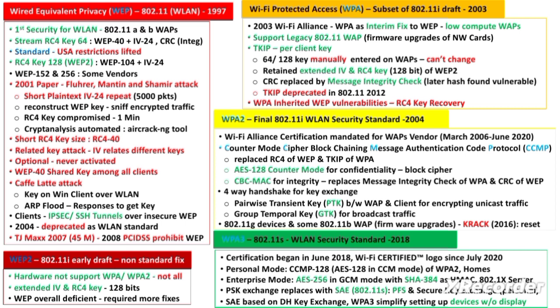Furthermore, WPA3 also simplified the setting up of devices without display. So if you see this slide, you can use this single slide if you want to have a single piece about all the wireless LAN protocols till now. And this also reveals one fact, that a thing which is considered secure today will not be secure after a few years.